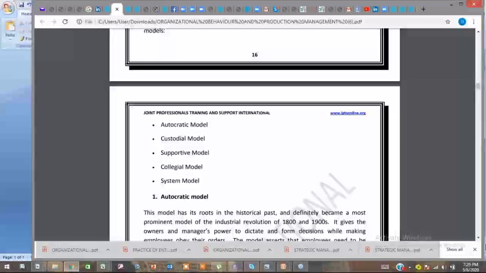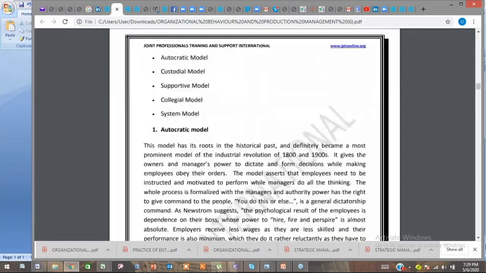So let's look at the first one. It's called the autocratic model. The second one is the custodian model. The third is the supportive model. Number 4 is the collegial model. The last is the system model. Let's look at the autocratic model.